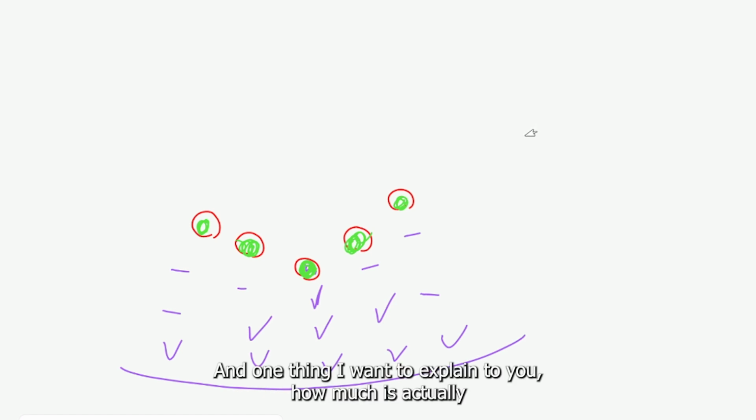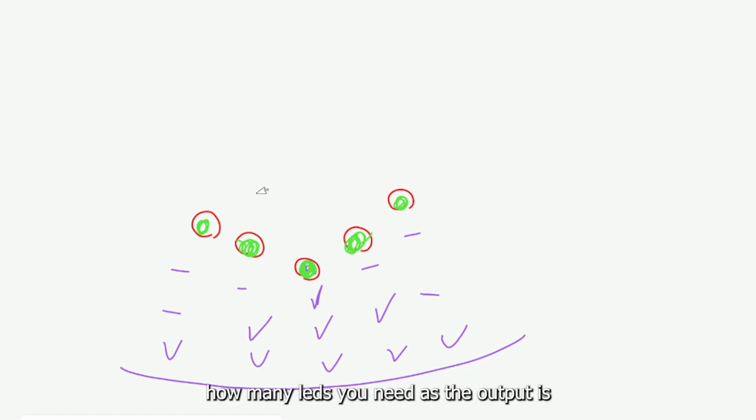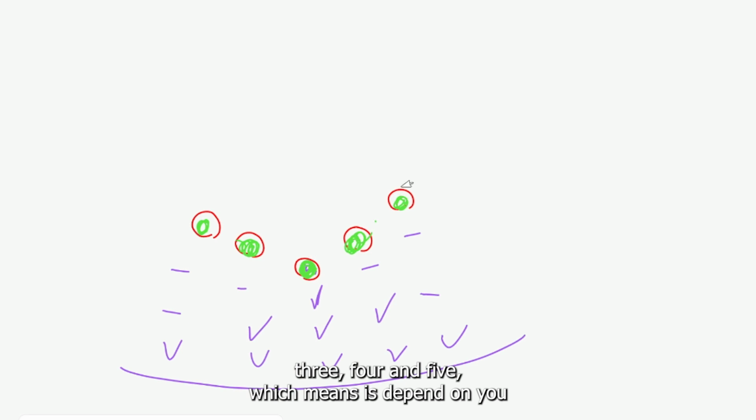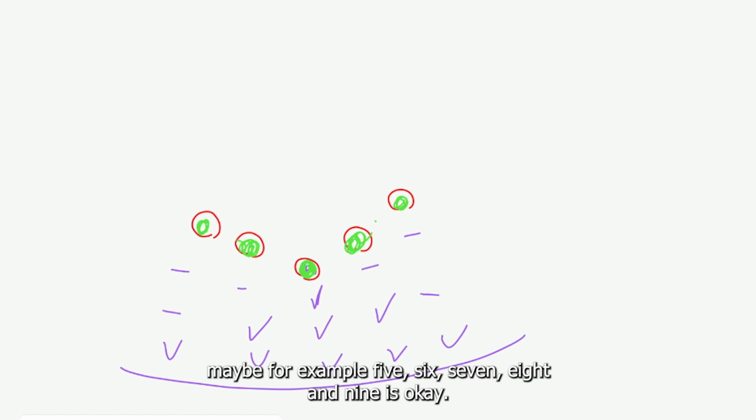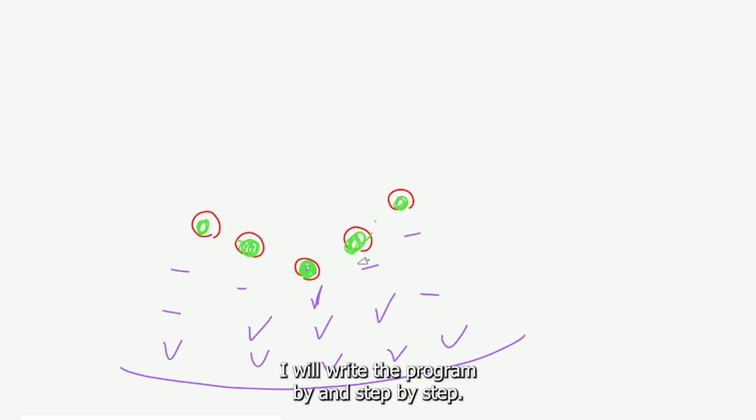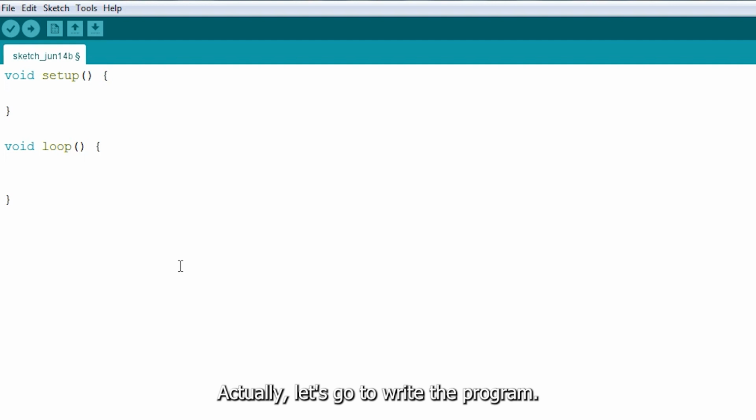One thing I want to explain is how many LEDs you need as outputs. In this example it is 5: 1, 2, 3, 4, and 5. Which pins depends on you. For example 5, 6, 7, 8, and 9 is okay. I will write the program step by step.